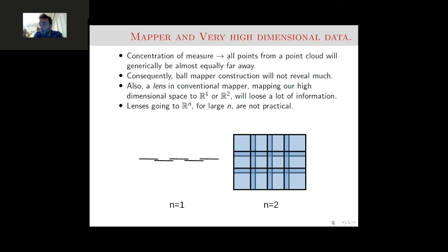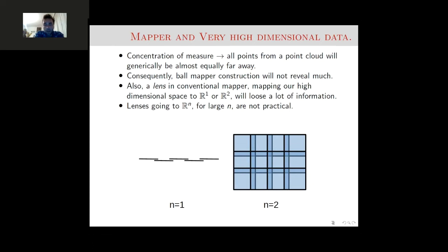Perhaps you can use conventional mapper. Well, then we need this lens function, this function f that maps our very high dimensional point cloud X into the real line. And that's probably also not the best idea because with such a huge dimension reduction, you will lose a lot of information. So perhaps we could use mapper if we are able to project into a kind of medium dimension. But then the mapper construction gets into trouble.